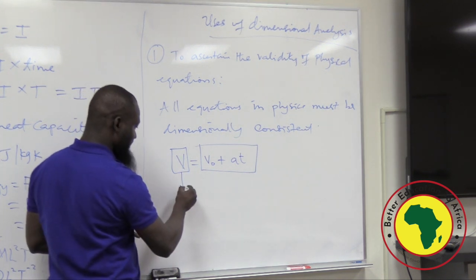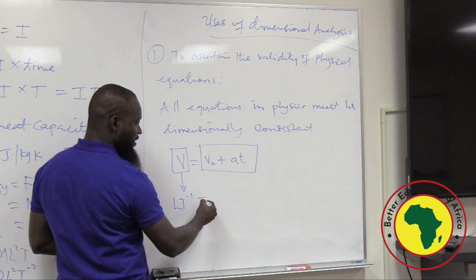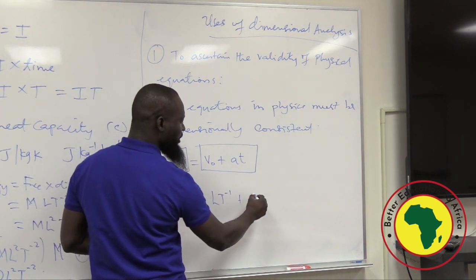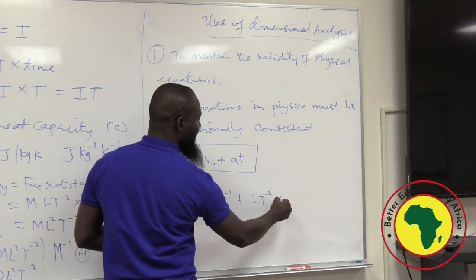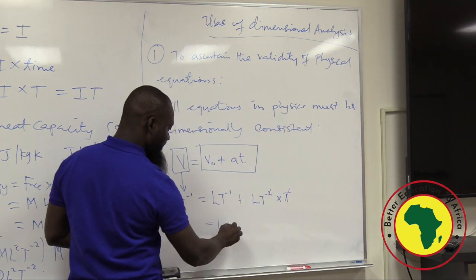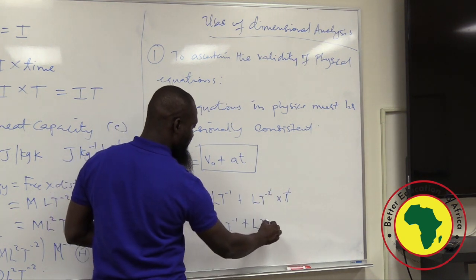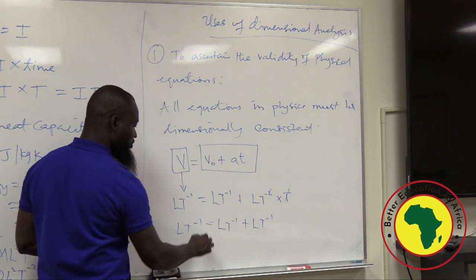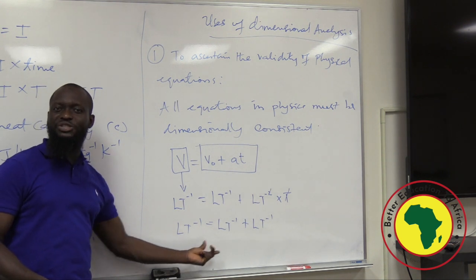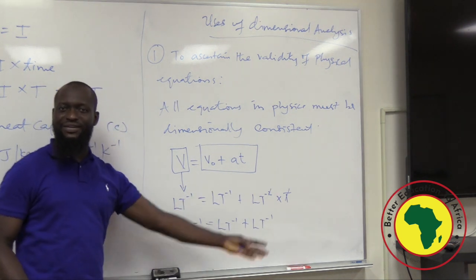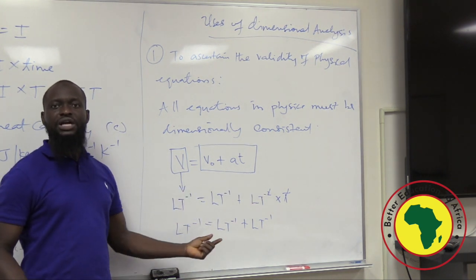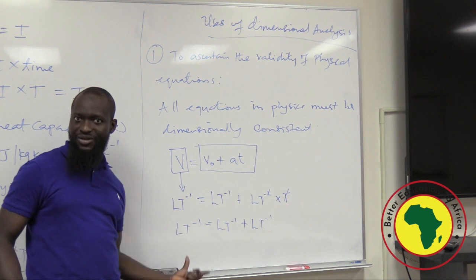So V is speed, which is L T minus 1. V naught is initial speed, L T minus 1. Plus acceleration, which is L T minus 2, times T. So this T cancels the minus 2. So I have L T minus 1 plus L T minus 1 equals L T minus 1. Yes! This equation is dimensionally consistent. It has the same dimensions everywhere, on the left-hand side and the right-hand side. So even if I add these two, it's just a factor of two. It doesn't matter. It's just a number. But the dimension is consistent. That is what matters.